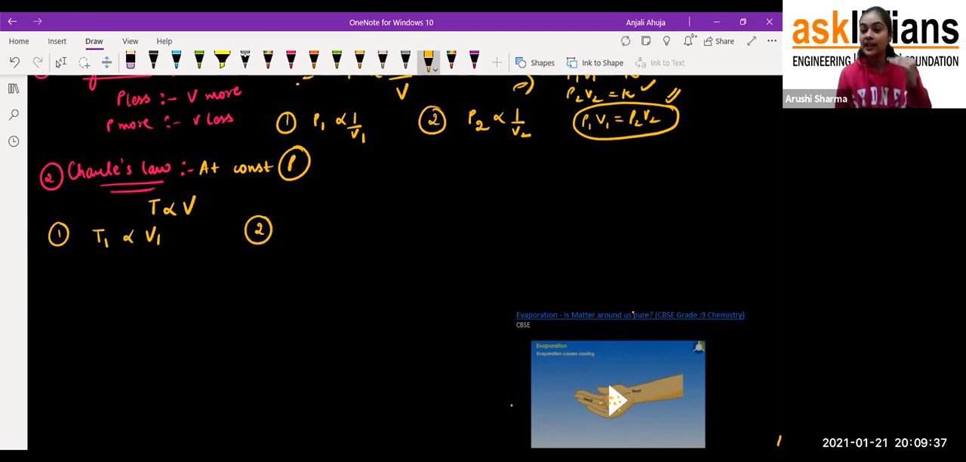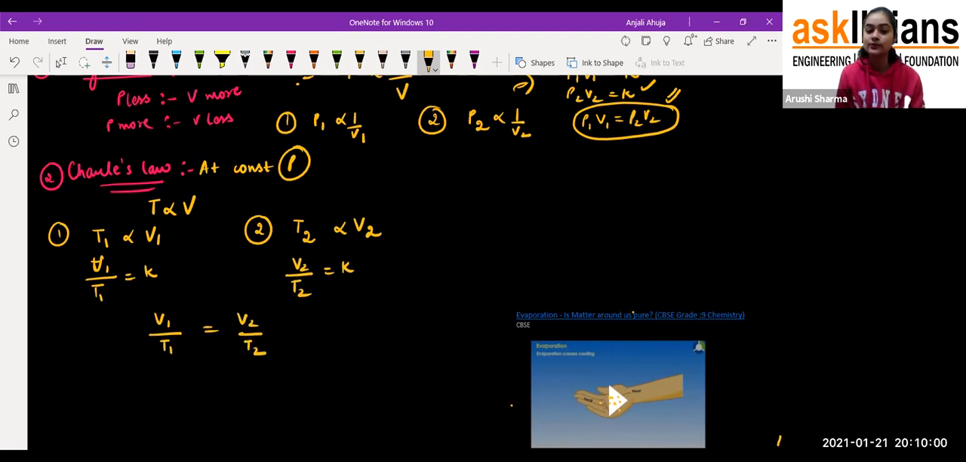Second condition, when I have increased the temperature, it is T2 at that point, and the volume has been changed, V2. So what I can see from here is that V1 by T1 is equal to a constant K, because I'm removing this sign. V2 by T2 is equal to K, and both are equal to each other. So I can write down, V1 by T1 is equal to V2 by T2. So this is Charles's law, students. Fine. I hope you got this point.